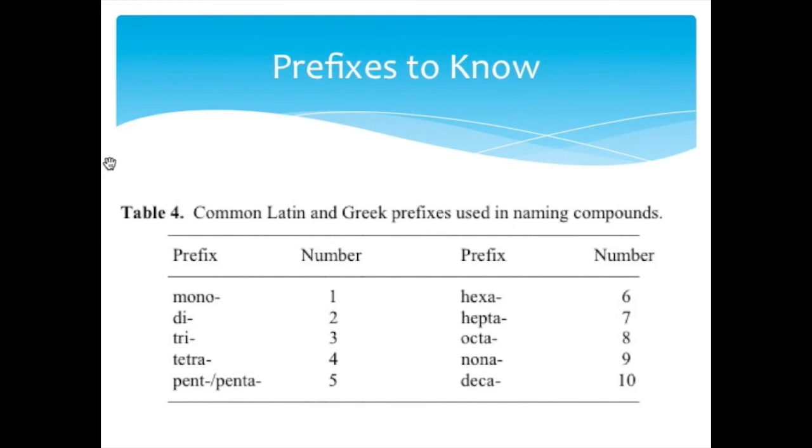These are some prefixes you should begin to learn and love. Mono would be represented by a 1 in the formula, which everyone should know at this point. We do not write 1s when we write chemical formulas. Di is represented by 2, tri 3, and so on up to deca, which is 10.